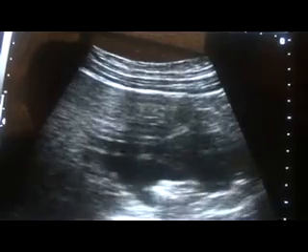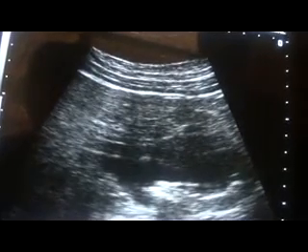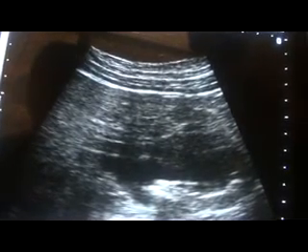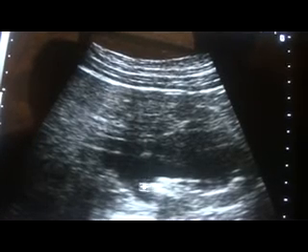Now you see it is giving posterior shadow. This is the black posterior shadow behind it. So this is a calculus in the renal pelvis and then protruding into the proximal ureter. This is the proximal ureter.